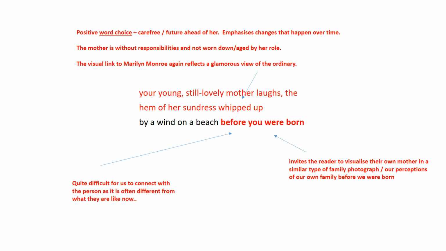We have the idea of before you were born. That's an important idea in our poem because it's difficult for us to connect with the still lovely mother, as it's often different from what they are like now. If you think about old pictures that you've seen of your own mum or your own dad or someone, and then compare them to what you personally think about them at the moment, I bet it's a different impression that you've got. But it also is inviting you to see what your family photographs and your own perception of your family were before you were born.